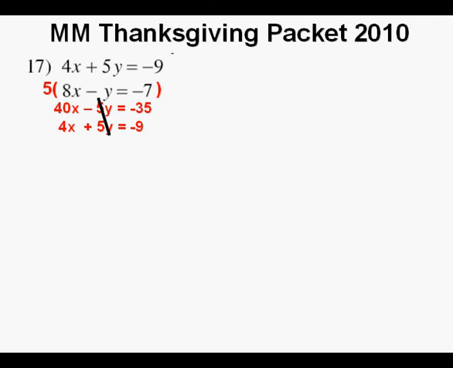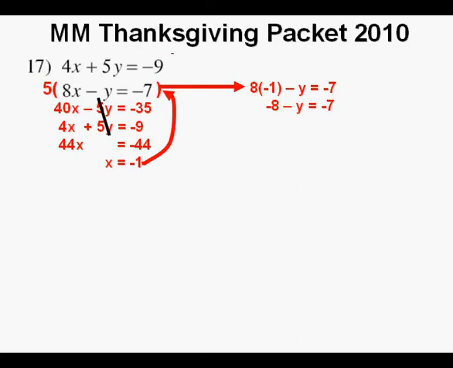Adding the equations together, negative 5y and positive 5y cancel each other, so what we have left is 44x equals negative 44. Dividing both sides by 44, we have x equal to negative 1. Now we'll take the negative 1 for x and place it in this equation. So we have 8 times negative 1 minus y equals negative 7.